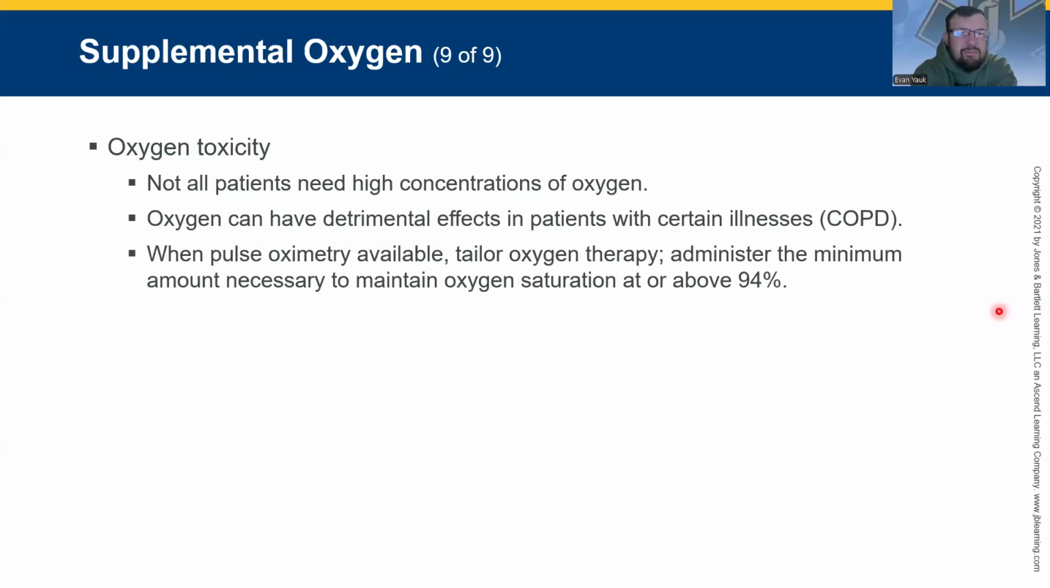Oxygen toxicity. Not all patients need high concentration of oxygen, which we've discussed a little bit in class. We'll go into detail. Oxygen can have detrimental effects in patients with certain illnesses like COPD. When pulse oximetry is available, tailor oxygen therapy: administer the minimum amount necessary to maintain oxygen saturation at 94%.